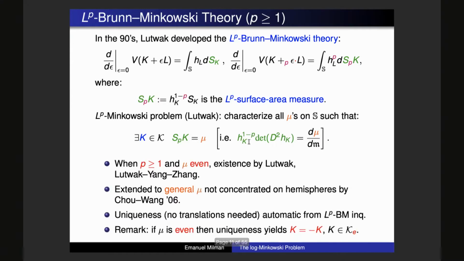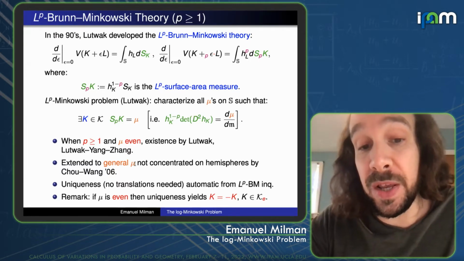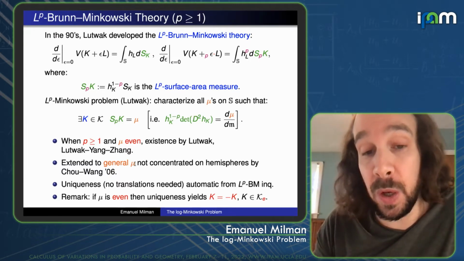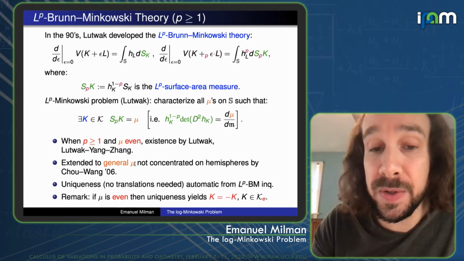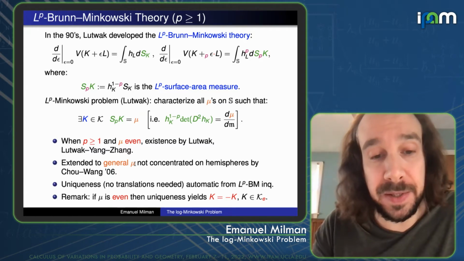So what is known about this problem? Basically everything. When p is larger than 1 and the measure mu is even, this really simplifies the analysis to assume that the measure is origin symmetric. Then the existence was shown by Lutwak and Lutwak-Yang-Zhang. And this was extended to general measures mu without this evenness assumption by an important work by Chou and Wang. And then the condition is, when p is strictly larger than 1, that this happens if and only if the measure is not concentrated on hemispheres, as we saw before. But now you don't need this assumption about the barycenter being at 0 because we've ruled out translations. Okay. So this is existence.